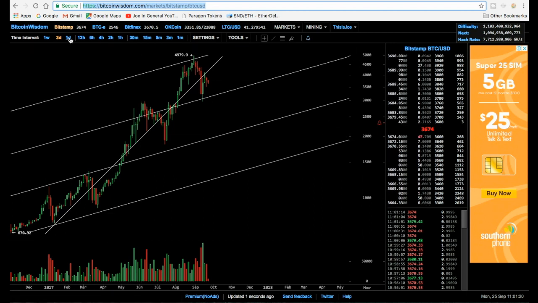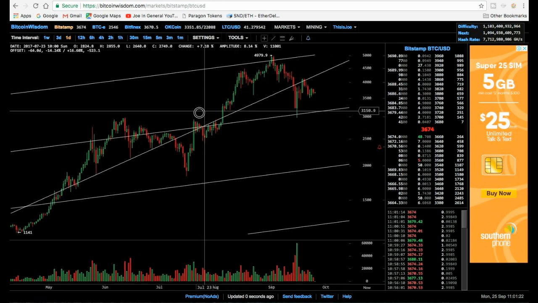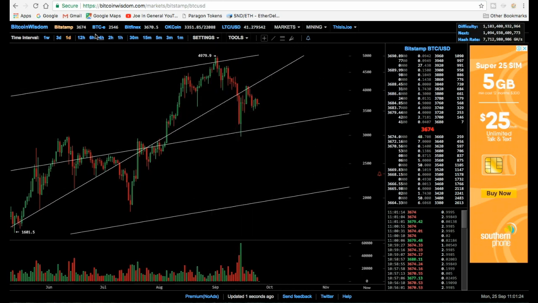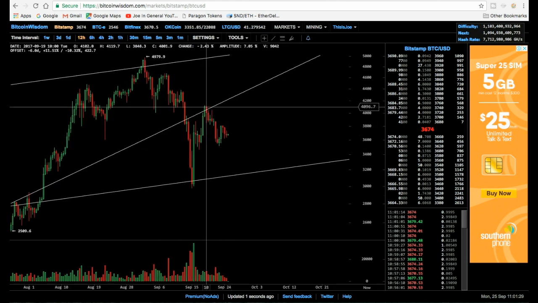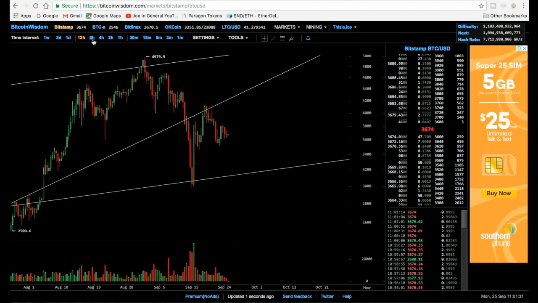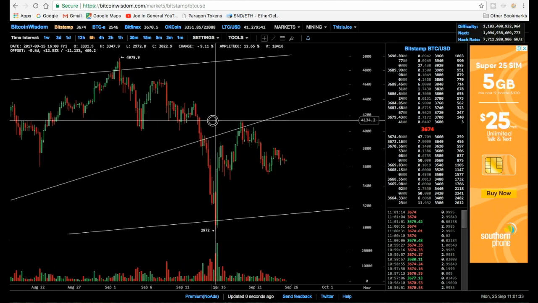So let's quickly zoom in. That's the 3-day time chart. We've got the 1-day time chart. We're talking about this area right here. Still really can't see it just yet. As we move into the 12-hour, you can potentially see it happening here, particularly if you already know what a head and shoulders pattern is, well then you can already see it.